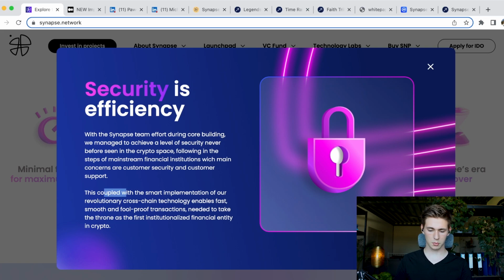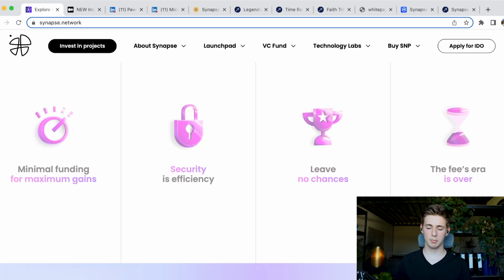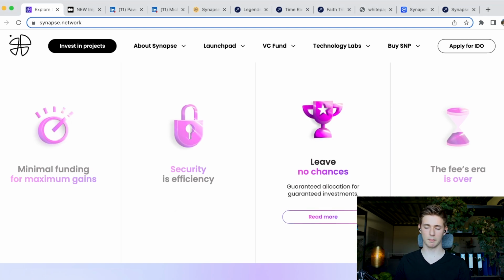This, coupled with the smart implementation of our revolutionary cross-chain technology, enables fast and smooth pool. Yeah, but they don't go into detail about what measures they take to secure. So we'll try and find that later on in the white paper. But for now, take it with a grain of salt. Everyone can say that they do a lot for security, but if they don't state their sources, they don't state what they're doing for the security, then it could have easily been made up as well.